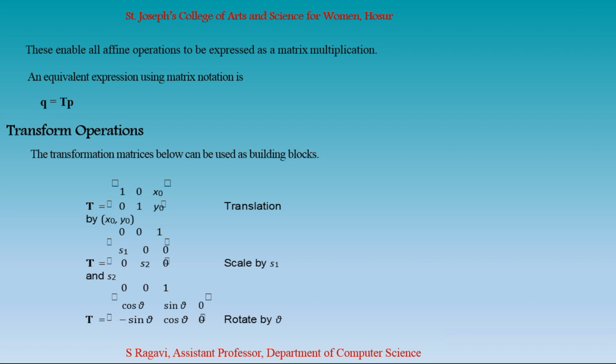An equivalent expression using matrix notation is q equals tp. Next, transform operations. The transformation matrices below can be used as building blocks. They are translation, scaling and rotation. We can perform a translation in both x and y direction, and the scaling we can also perform in x and y direction. Scaling is s1 and s2, and a rotation we can perform in x direction and y direction.